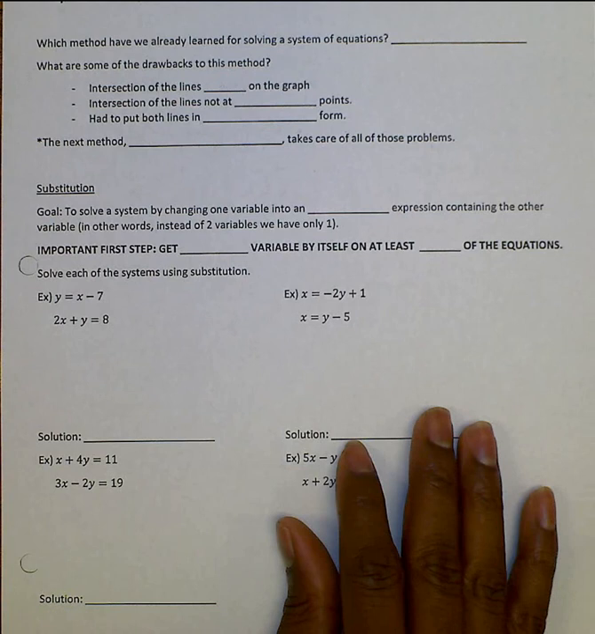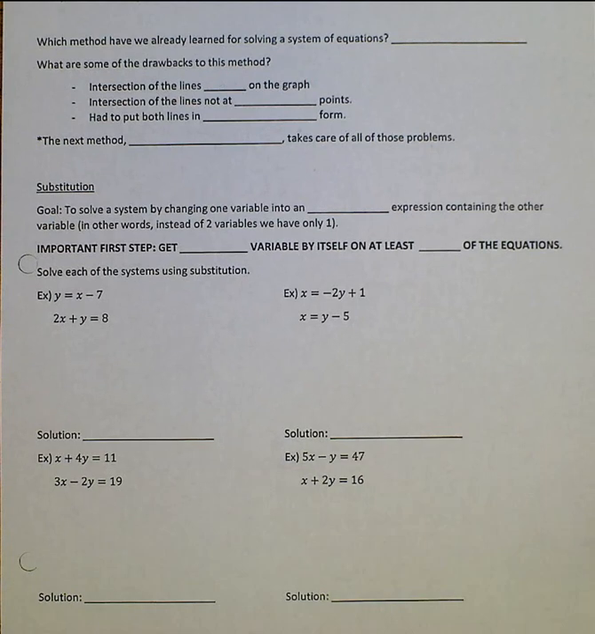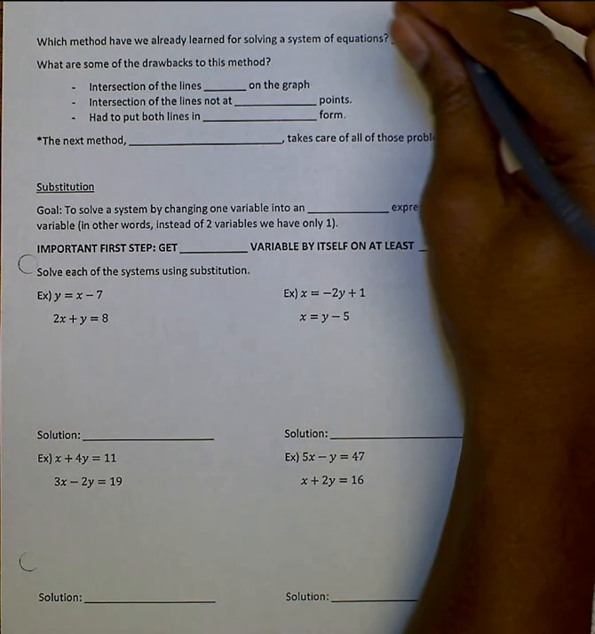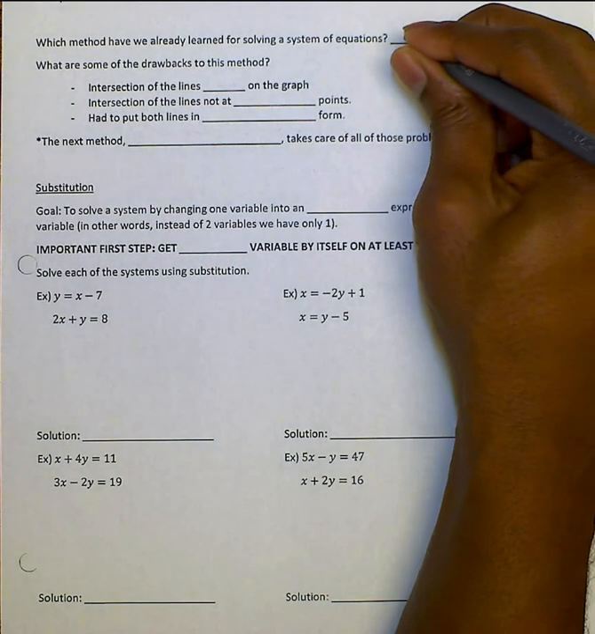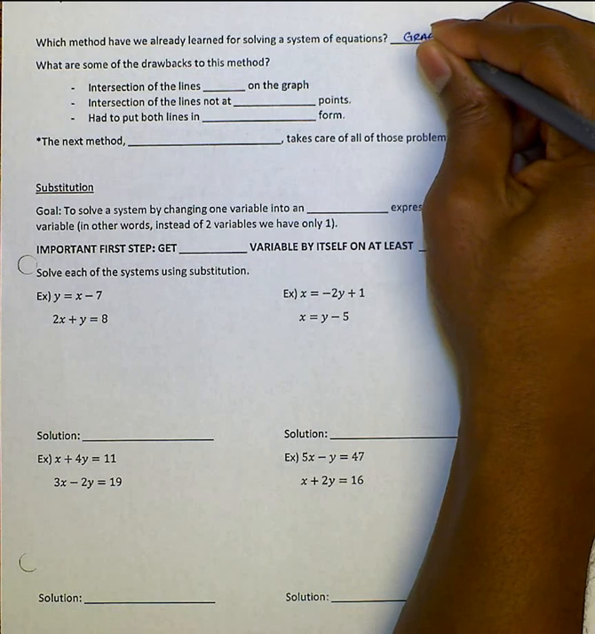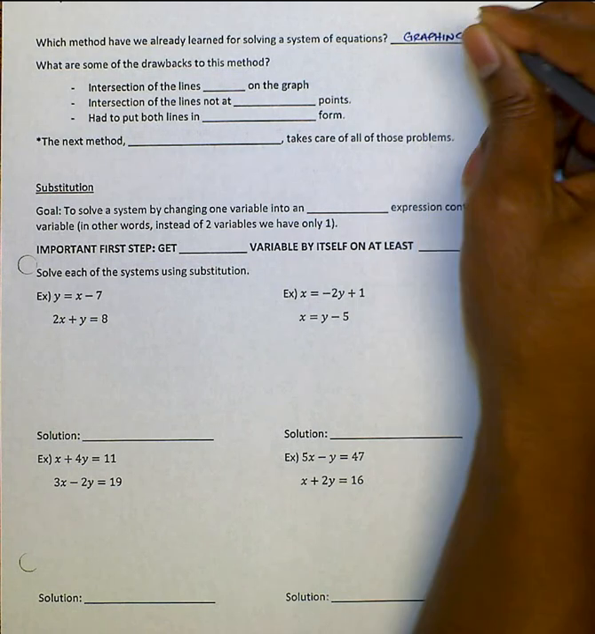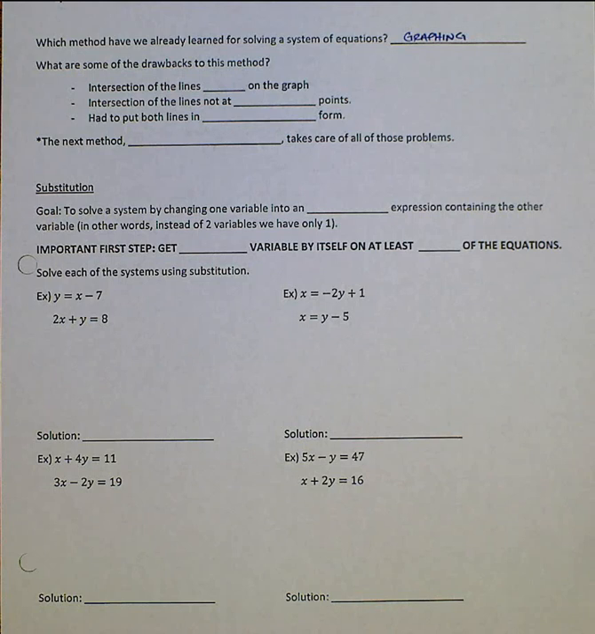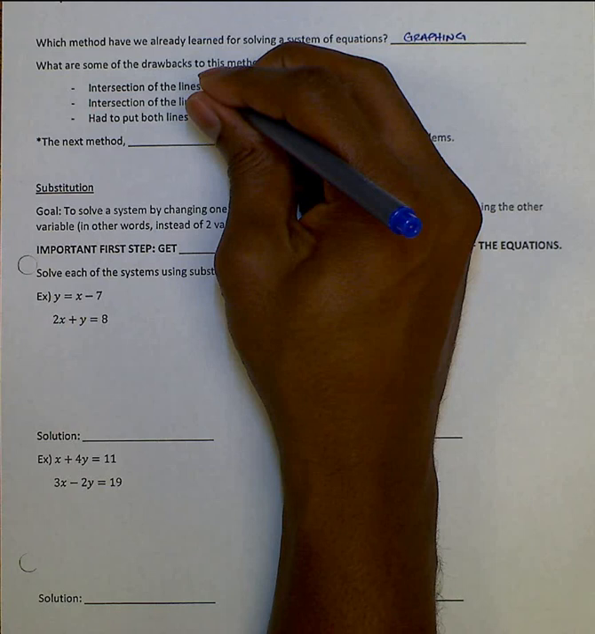Alright, so remember that we've already talked about solving systems of equations by graphing. But we'll actually want to know some different methods in order to solve systems a little bit more efficiently. We need to know differently because there are some drawbacks to solving systems just by graphing. First drawback is the intersection of the lines may not always be on the graph.